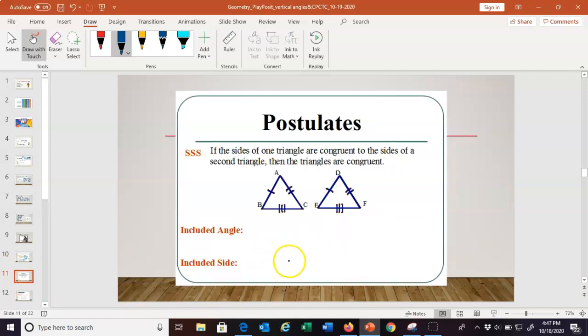So here's the first of the 5 postulates. Remember, a postulate is something that we take as true. And here it is. It's called the SSS postulate. And that stands for, and you guys can add this to your notes, side, side, side. And hopefully you can see in these diagrams that each triangle, all it has marked are the sides. So that's where it gets its name. If the sides of one triangle are congruent to the sides of a second triangle, then the triangles are congruent.